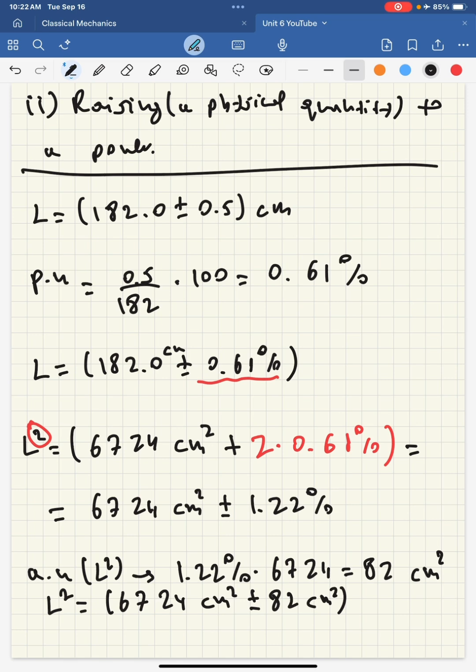So the rule is that when you deal with powers, you multiply the percentage uncertainty by the power. You first find the percentage uncertainty, multiply it by the power, and if you want the absolute uncertainty, you multiply the percentage uncertainty by your measurement. So it takes an extra step, pretty much. This was the second case.